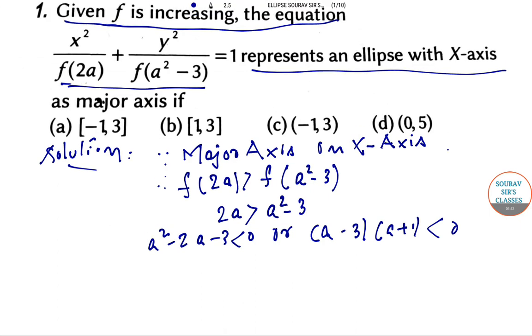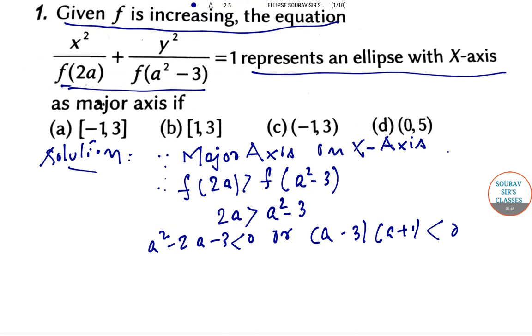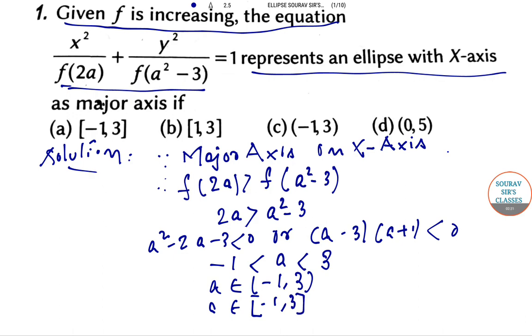This implies that, try to understand the question. The question says that f is increasing, the equation x square by f(2a) plus y square by (a square minus 3) represents an ellipse with x axis as a major axis, and we need to find the interval in which a lies. If that is the condition, then where does a lie? So from this equation we can easily say that a is lying somewhere between minus 1 and 3. So you can write a belongs to the open interval (minus 1, 3). So your option A is your correct option.